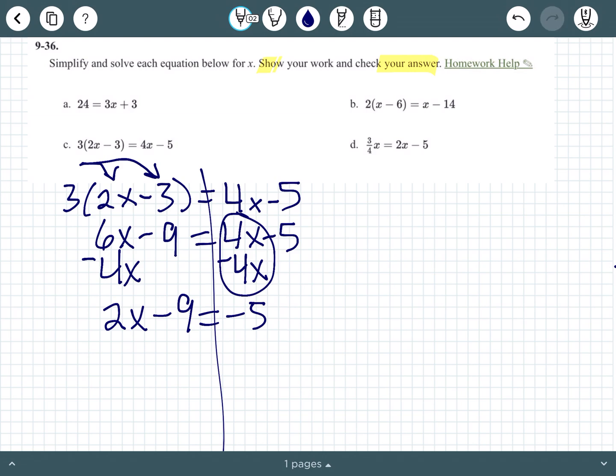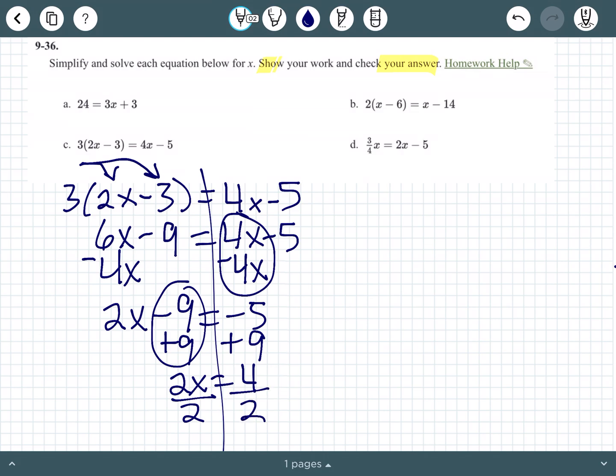Okay, now I can go ahead and add a 9 to each side. That creates a 0 pair. And I would have 2x equals negative 5 plus 9 gives me a positive 4. Let's go ahead and divide by 2 on each side, and 4 divided by 2 would give me 2. So x is equal to 2.